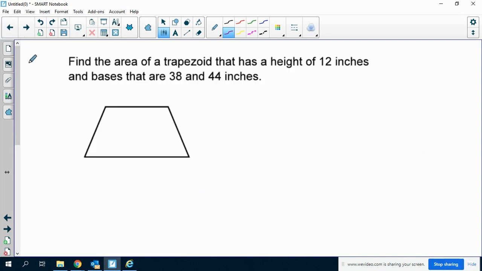So now let's do a couple practice problems in order to make sure that we know what we're doing when we actually see a problem. So it's one thing to know why it works. It's another thing to be able to do it. So we have a height of 12.